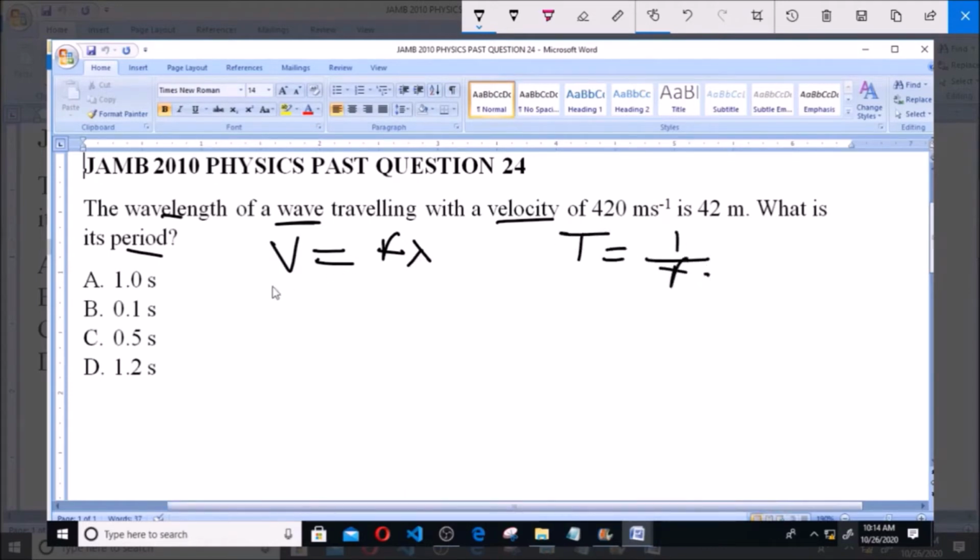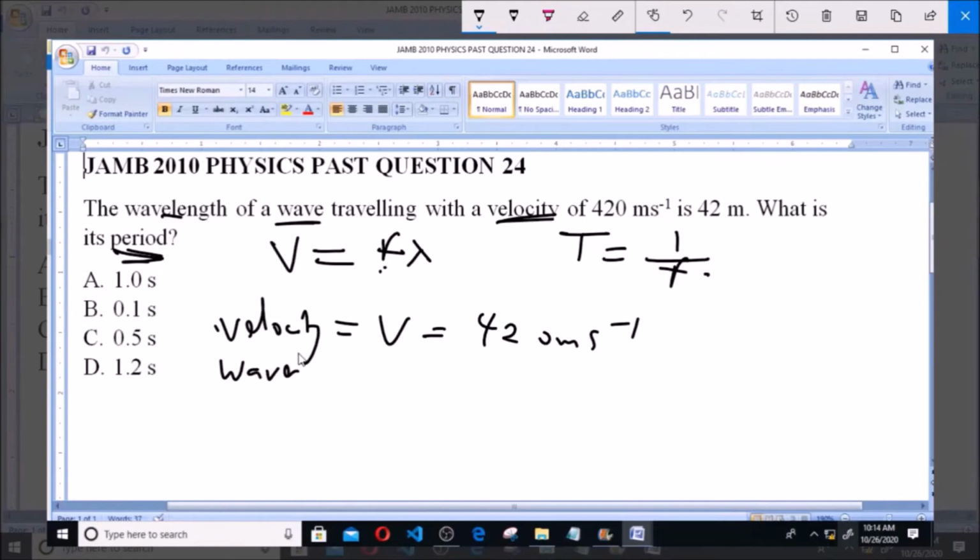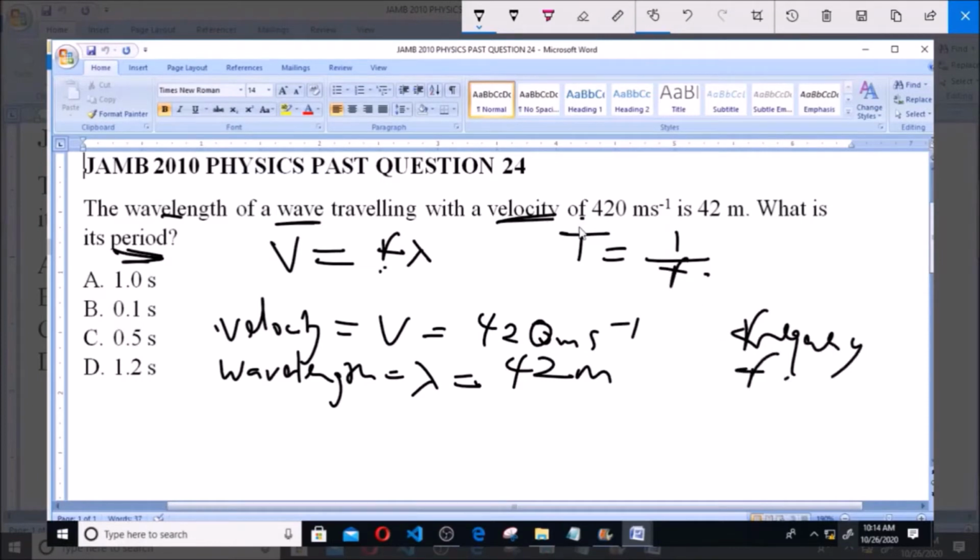Now let's look at the first formula. We are going to have to find frequency first in order to find period. We are given velocity V, which is 420 meters per second, and we are given the wavelength, which is lambda, and that is 42 meters. So first we'll find frequency, F, and then we'll use it to find period, which is T.